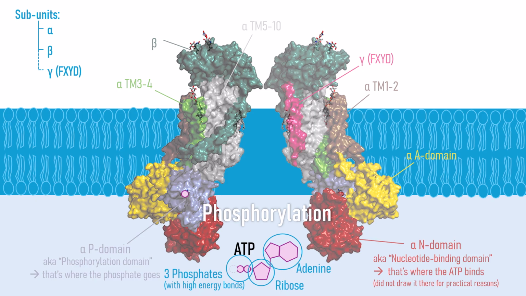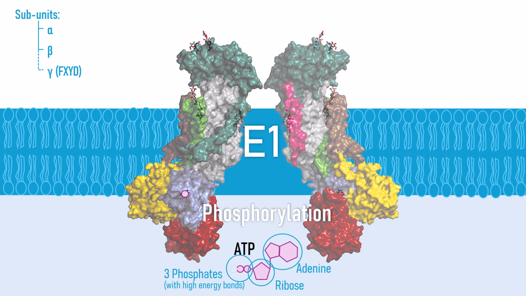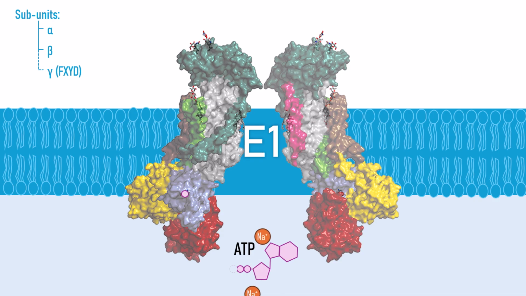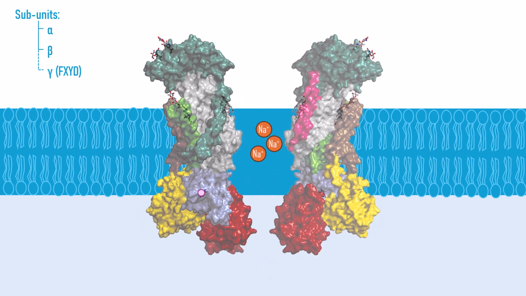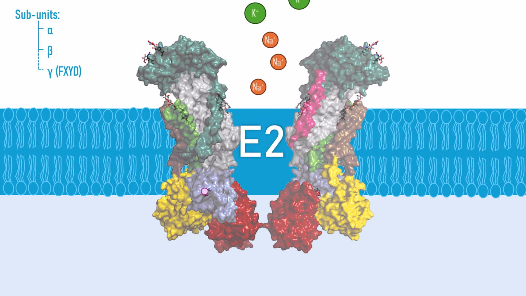So we have two states, E1 state towards the inside of the cell or cytoplasm facing, with high affinity for sodium ions and low affinity for potassium ions, and E2 state, extracellular facing, with high affinity for potassium ions and low affinity for sodium ions. This flip in protein configuration changes both which side the binding sites face and which ions they favor. And how is that done?